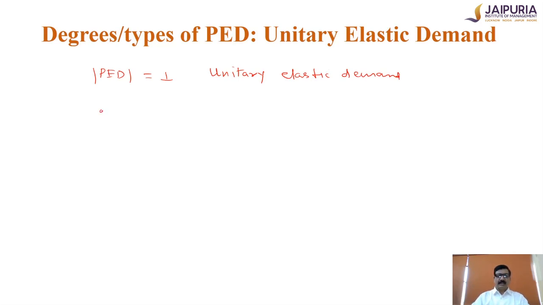Taking a numerical example, again, suppose the percentage change in price is equal to 10 and it leads to a percentage change in quantity demanded, which is equal to 10. So in this case, price elasticity of demand is equal to 10 upon 10, that is equal to 1. So unitary elastic demand simply means the rate of change in quantity demanded is exactly equal to the rate of change in price of the product.